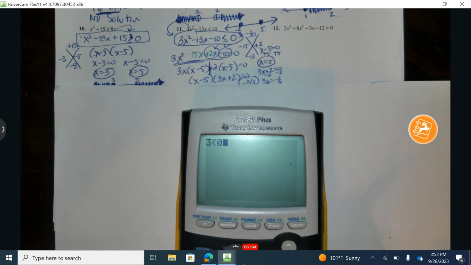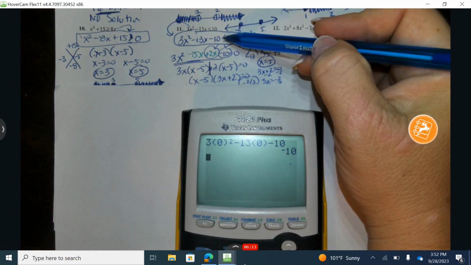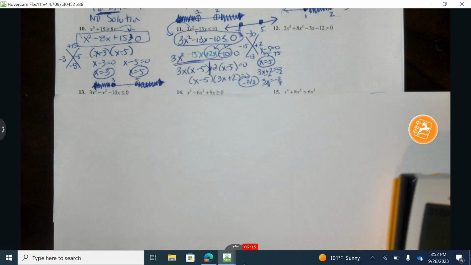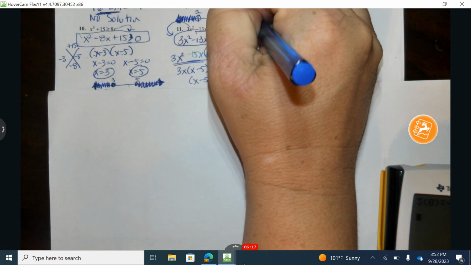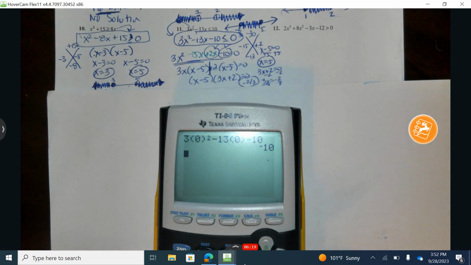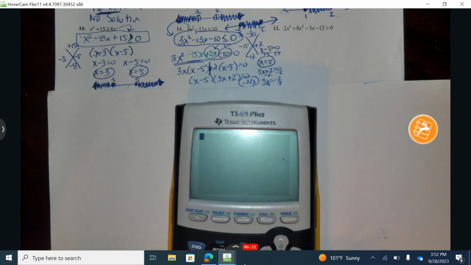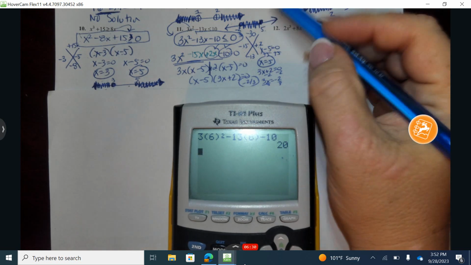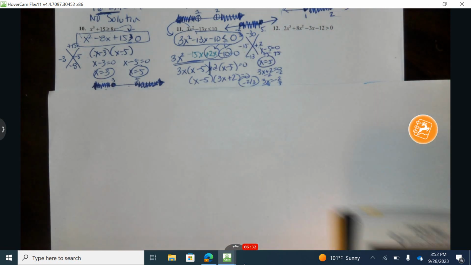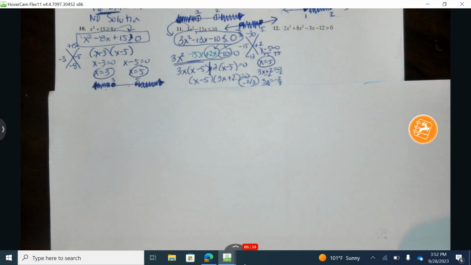So here we go. We have 3 times 0 squared minus 13 times 0 minus 10. Is -10 less than or equal to 0? Yes, it is. So I come up here, I chose a number in between. It was a true statement. I shaded in between. Anything to the right of 5, like 6. So I have 3 times 6 squared minus 13 times 6 minus 10. Is 20 less than or equal to 0? No. That is my final answer for number 11.